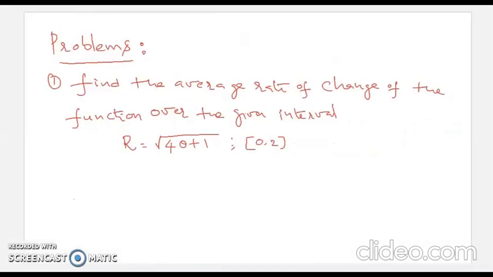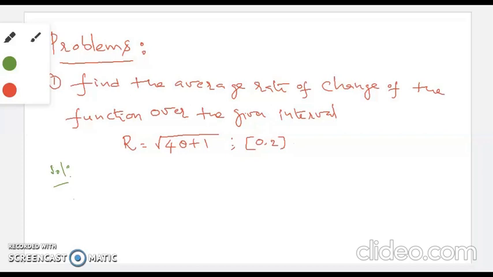Coming to some problems here. Find the average rate of change of the function r is equal to root over 4 theta plus 1 on the interval 0, 2. Here we want to find the average rate of change of the function over the given closed interval. Here we use the formula.